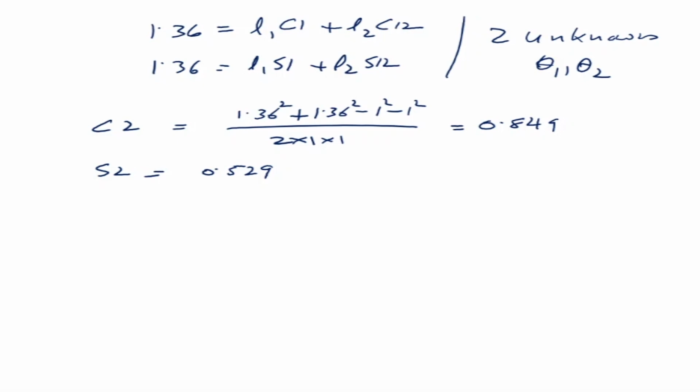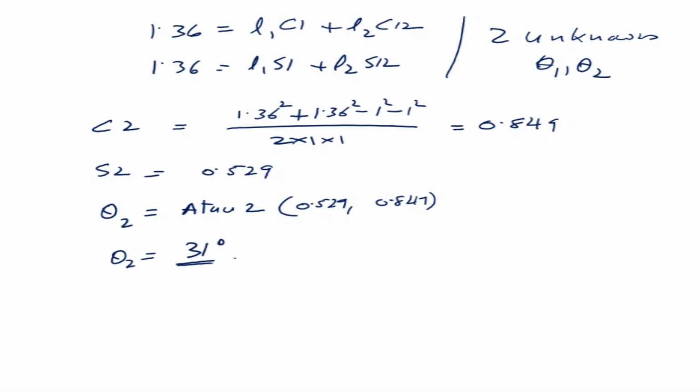Then I do an atan2, so theta 2 is equal to atan2 of sine 2, cos 2. Sine 2 and cos 2 are positive values. So I take 0.529 and 0.849 and find that theta 2 is equal to 31 degrees. Okay. So I've got theta 2 equal to 31 degrees. Now I need to get theta 1. How do I get theta 1?